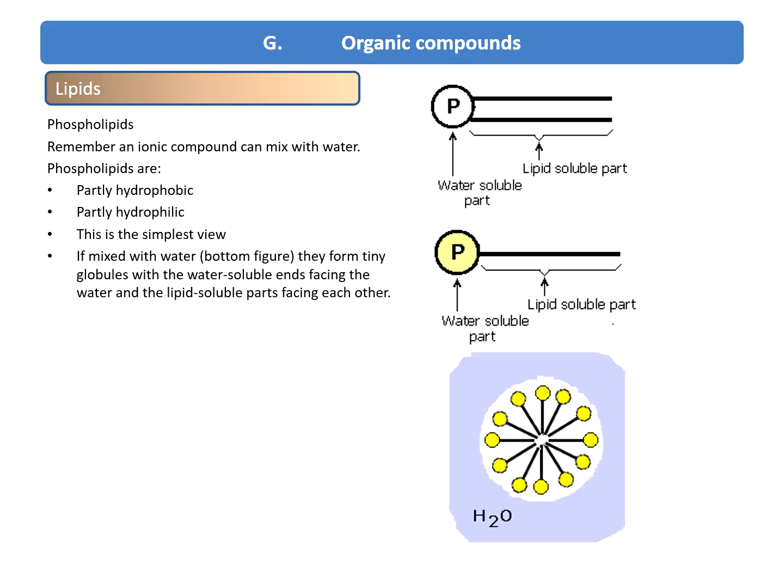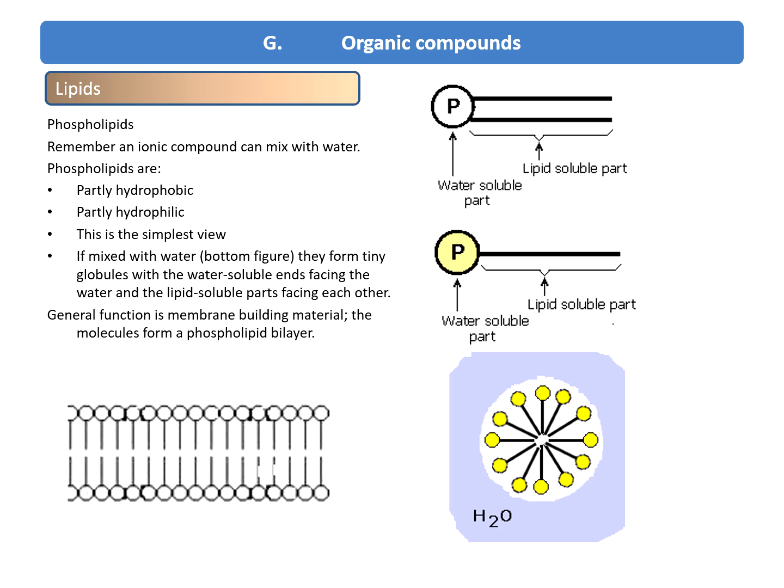If mixed with water, they form tiny globules with the water-soluble ends facing the water and the lipid-soluble parts facing each other. The general function is membrane building material because if you add more phospholipid to the water, it tends to aggregate into a double layer. It's called a phospholipid bilayer.